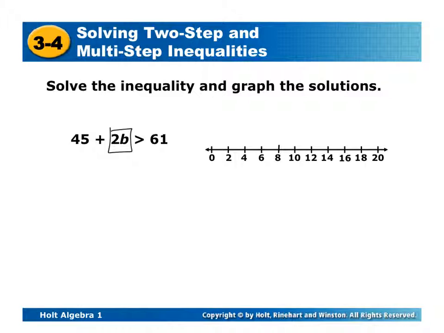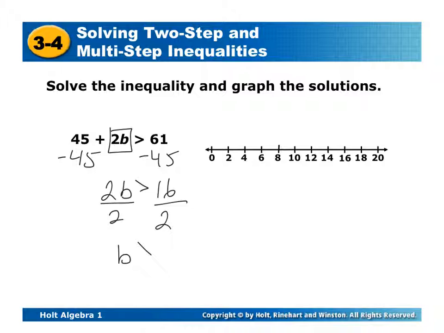So since it's a positive 45, I'm going to go ahead and subtract 45 from both sides. So then I have 2b is greater than, and then if we do 61 minus 45, we get an answer of 16. And we're going to go ahead and divide both sides by 2. So b is going to be greater than 8. It's going to be an open circle at 8, and it's going to go to the right.